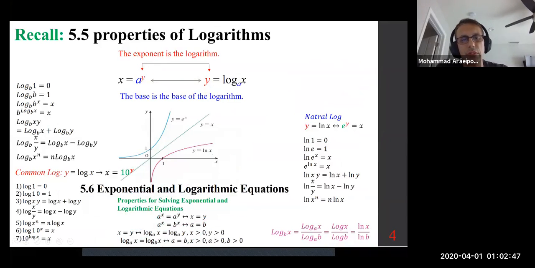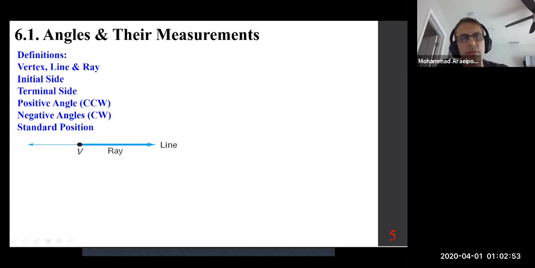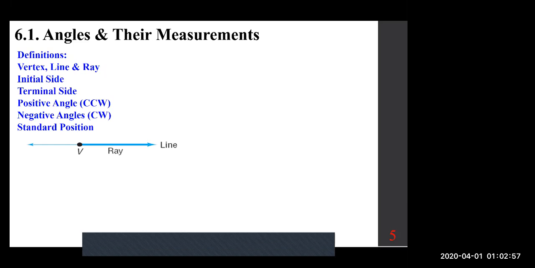And so let's go to this section 6.1 and deal with angles and their measures. First, I want to go over stuff that I believe everybody knows from trigonometry. However, we're going to spend a couple of minutes to refresh everyone's memory, and then we're going to move on.